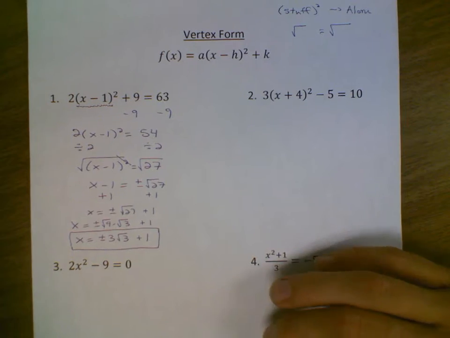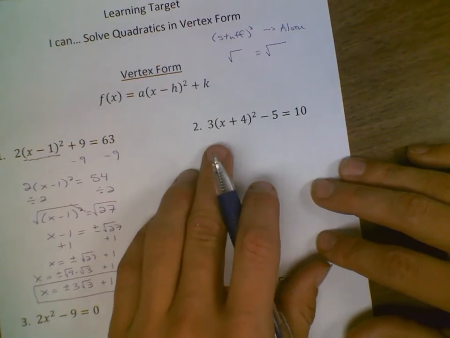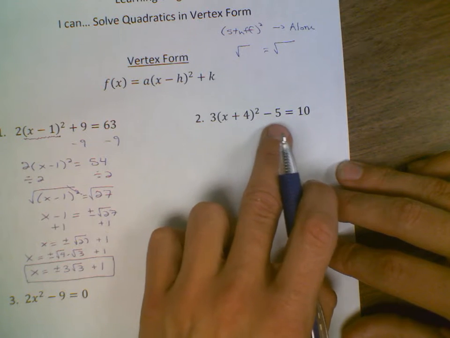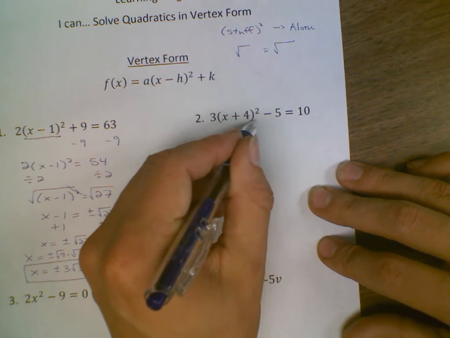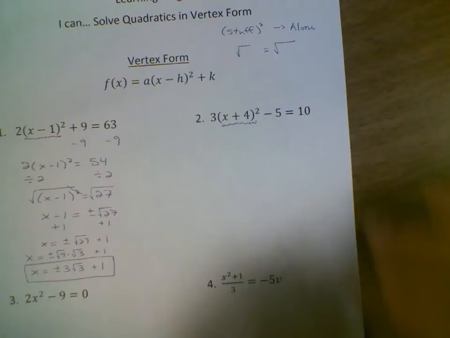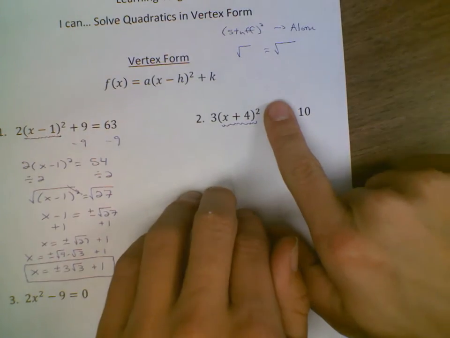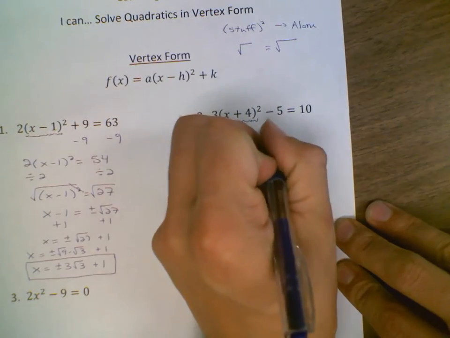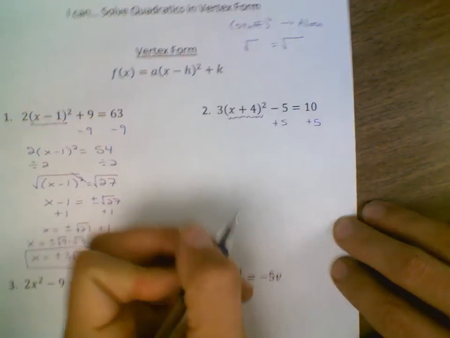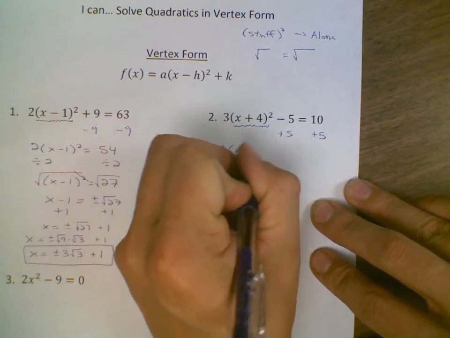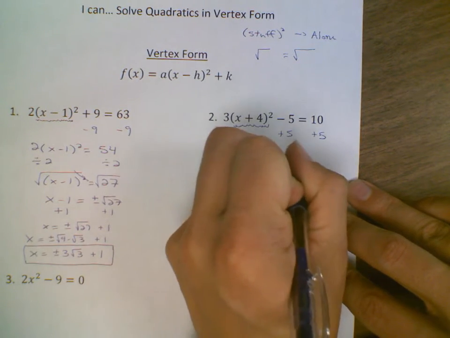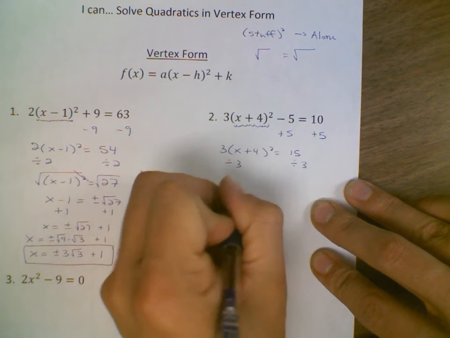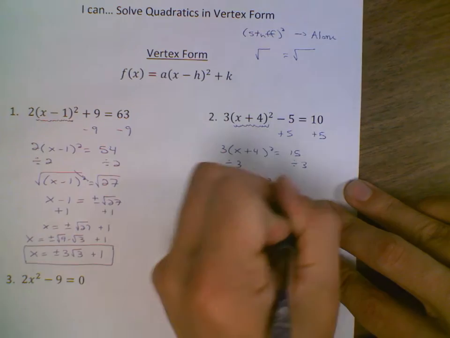All right, let's look at a second example. So looking at number 2, we got 3 times the quantity x plus 4 squared minus 5 equals 10. Once again, I want to get the part that's being squared by itself. So I want to get rid of the negative 5, and I want to get rid of the 3. So to do this, I'm going to add 5 to both sides. That gives me 3 times the quantity x plus 4 squared equals 15. I can then divide both sides by 3. I'll get x plus 4 squared equals 5.